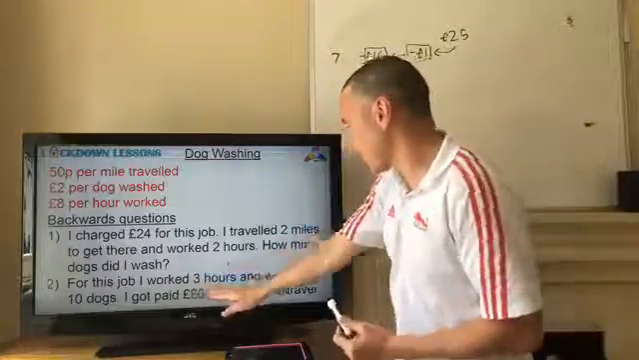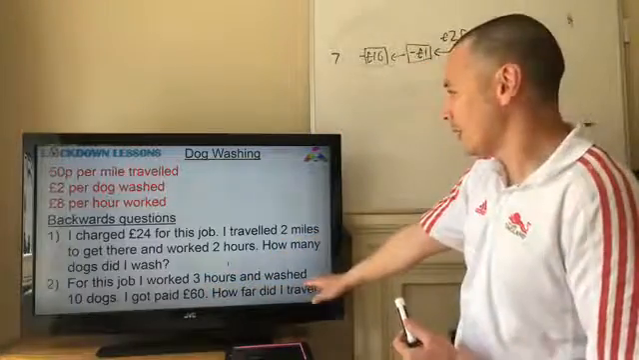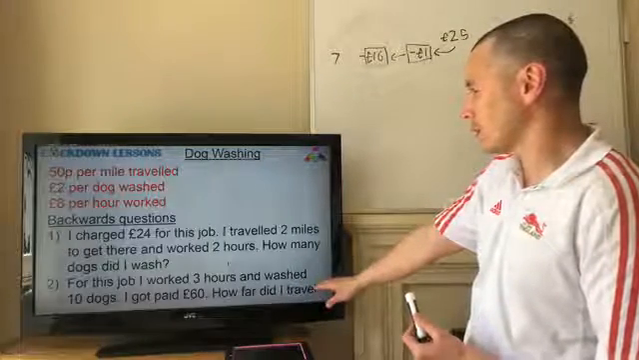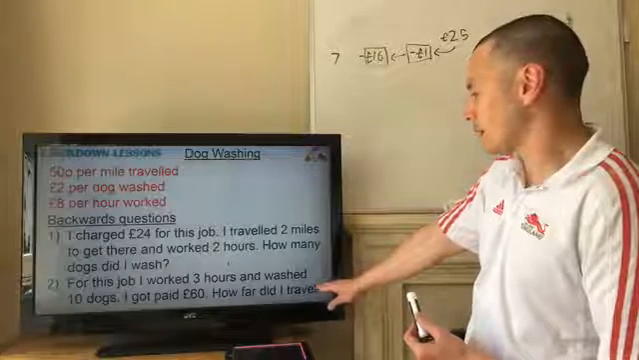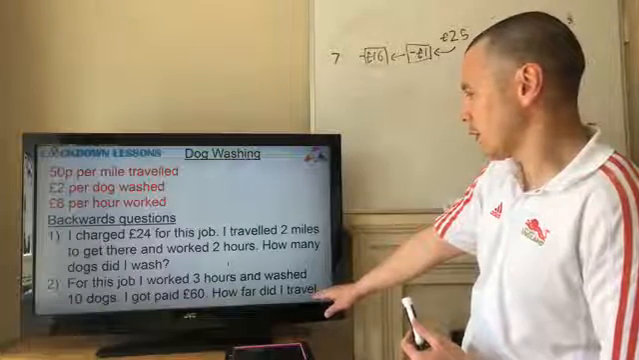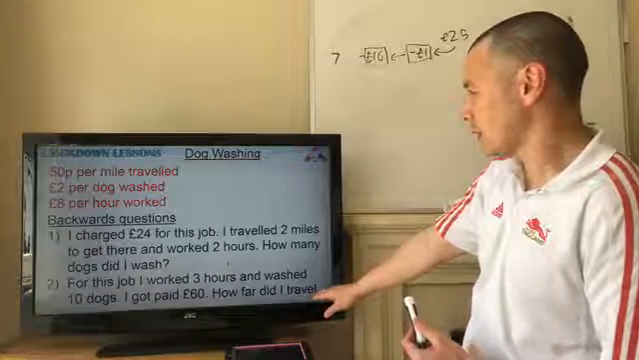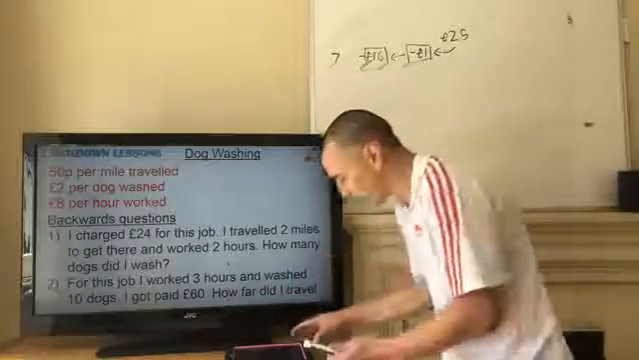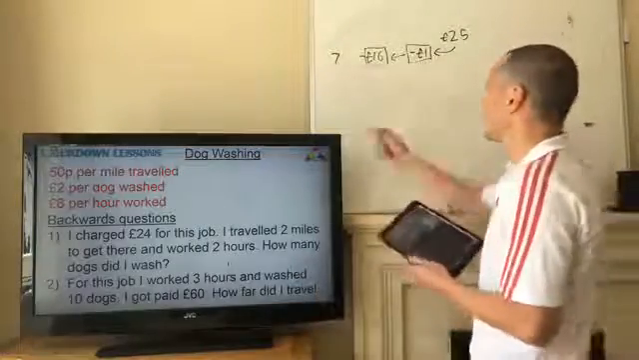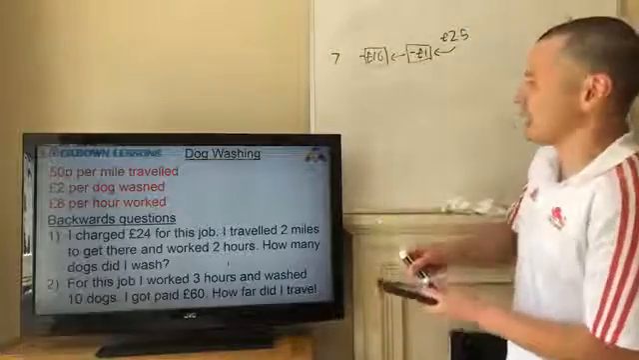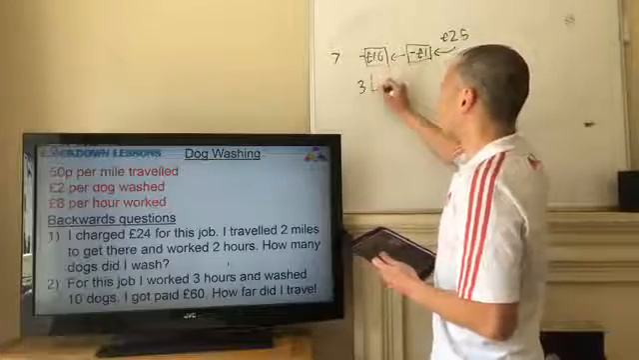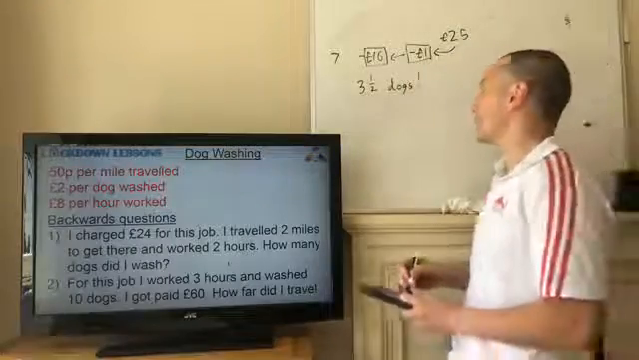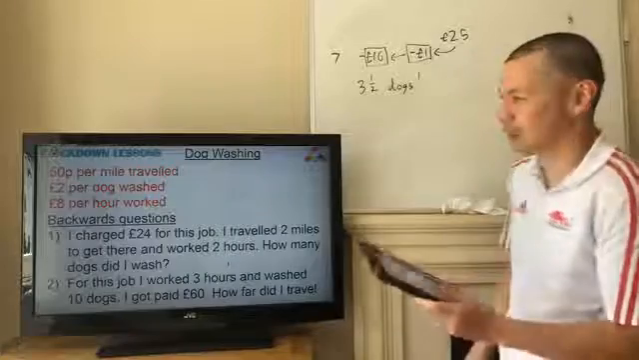Right, try that with the second one. Let me just double check I haven't made a mistake on this one. 3 hours. It's 5. Yeah, that one's fine because that's in miles anyway. Okay, sorry about that one. So unfortunately, that question would have been 3.5 dogs, which you don't get, do you? So 3.5 dogs would have been the actual answer for that one there. Sorry about that.